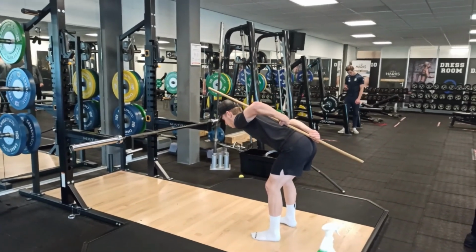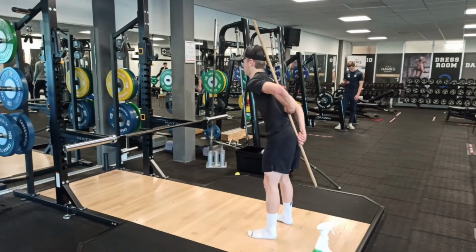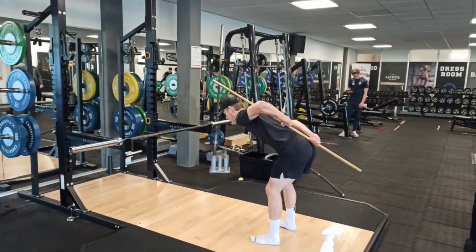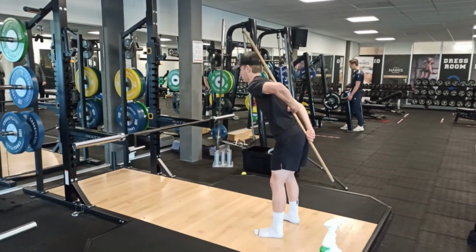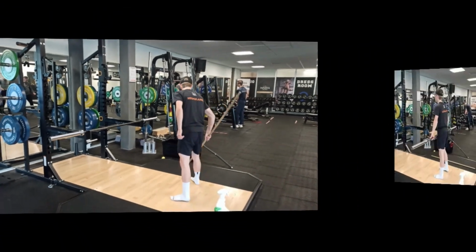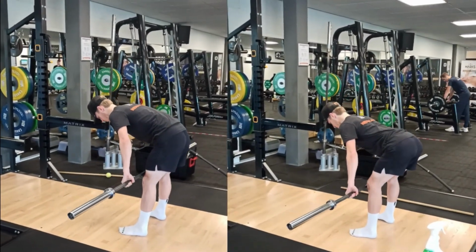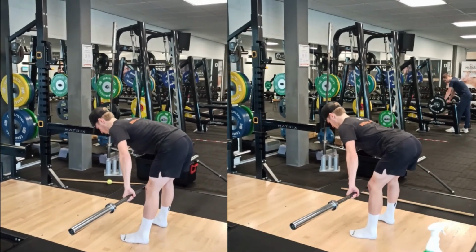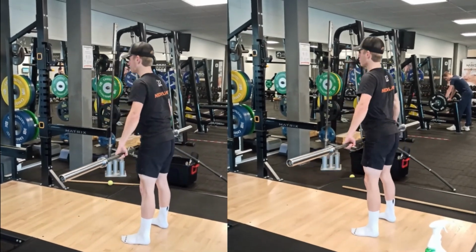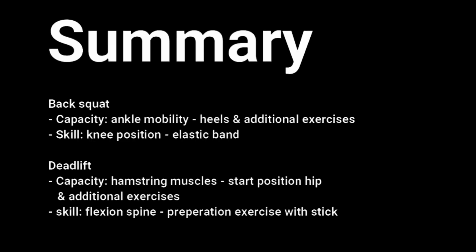Using the hip hinge with a stick as a preparation exercise will help the athlete to perform the deadlift with a proper spine position. Any flexion of the spine will create space between the stick and the body of the athlete, which is feedback for the athlete to change its movement strategy.